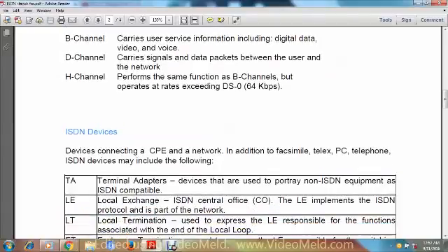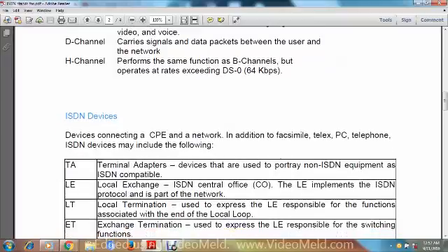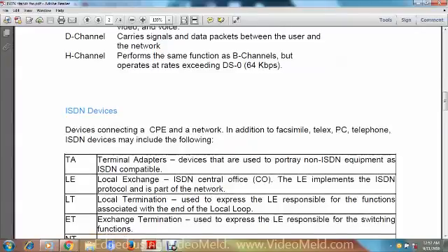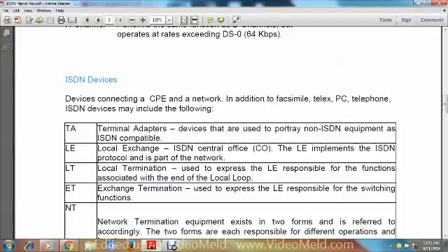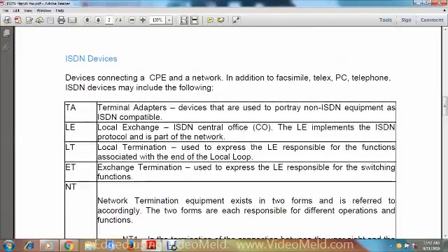ISDN devices. Devices connecting a CPE and a network. In addition to facsimile, telex, PC, and telephone, ISDN devices may include the following. TA, terminal adapters, devices that are used to portray non-ISDN equipment as ISDN compatible. LE, local exchange, ISDN central office, CO. The LE implements the ISDN protocol and is part of the network.